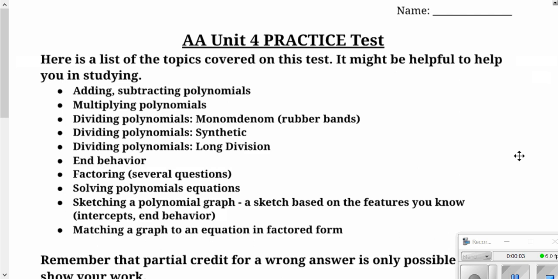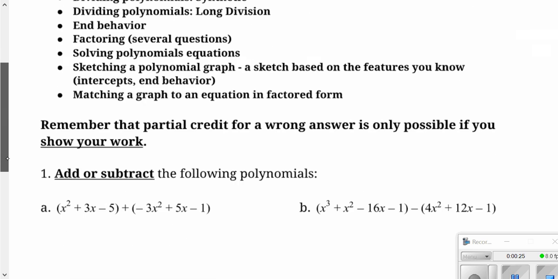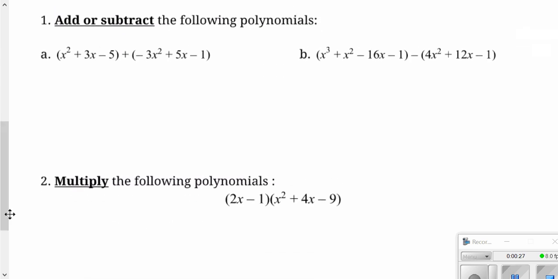Hello, this is a review of the practice test, and I'm just pointing out that the beginning of the practice test has a list of topics. So I would suggest that you use this list of topics as a checklist, and if you feel comfortable or confident with a particular area, you could put a little check mark or cross it off, and that can help guide your study. This video is going to go through problems 1 through 5. There are other videos that go through the other problems.